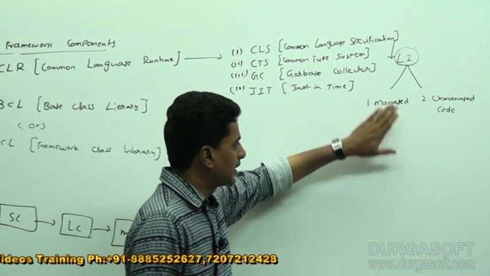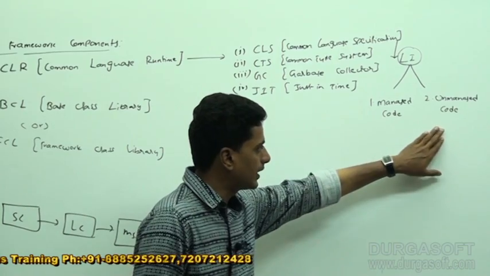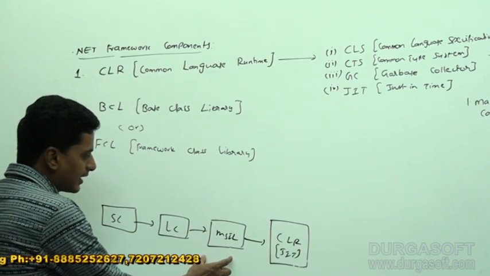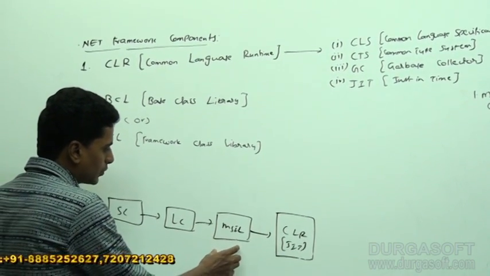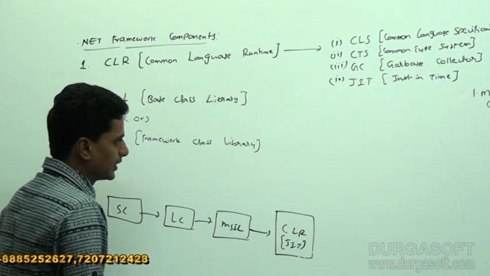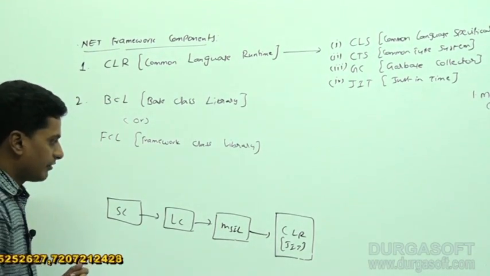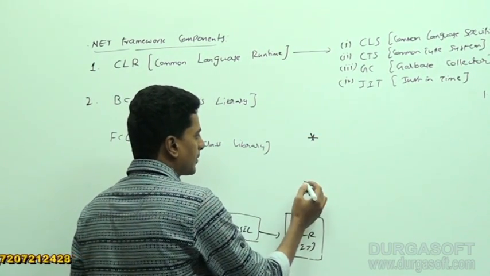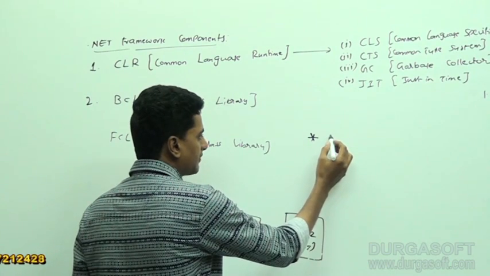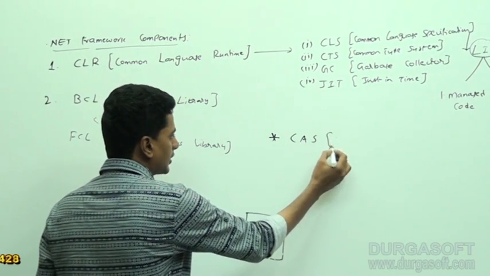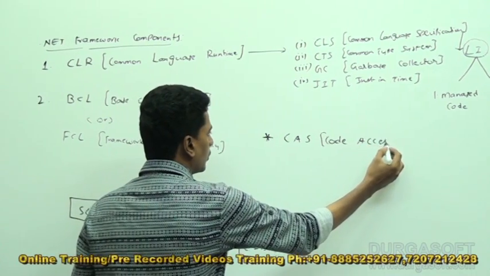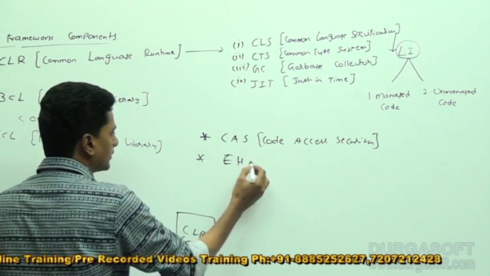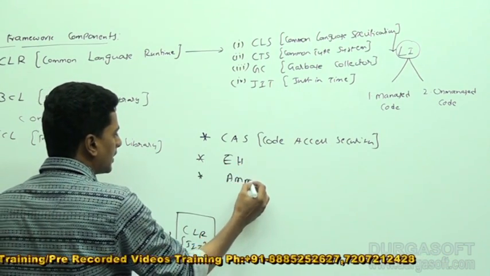Language interoperability can be achieved in 2 different ways: one is managed code and the other is unmanaged code. Managed code means the code which generates MSIL after compilation, and that code is going to be managed by CLR. For managed code, CLR provides .NET facilities, that is code access security, exception handling and automatic memory management.